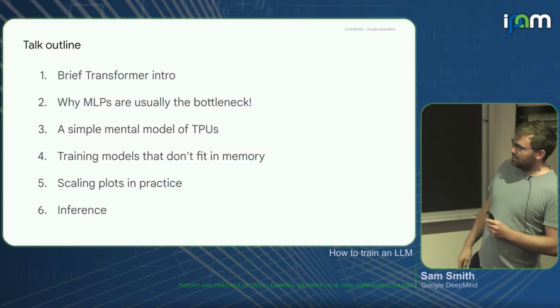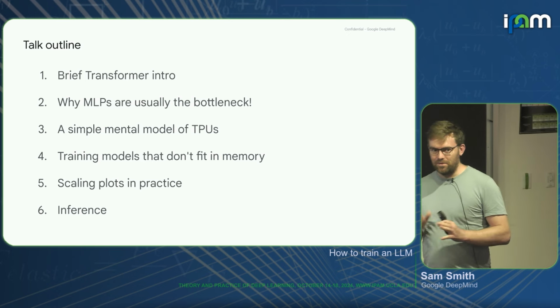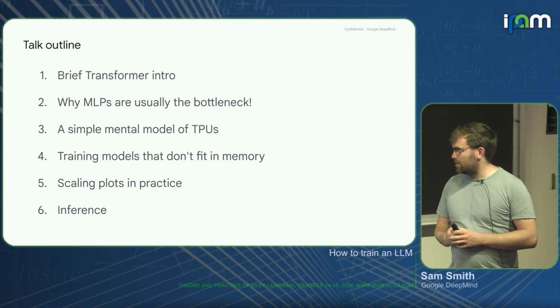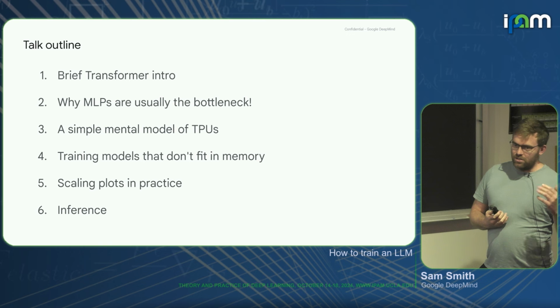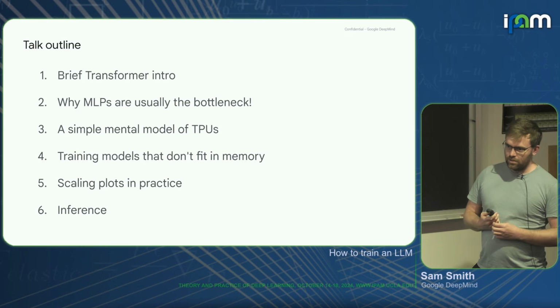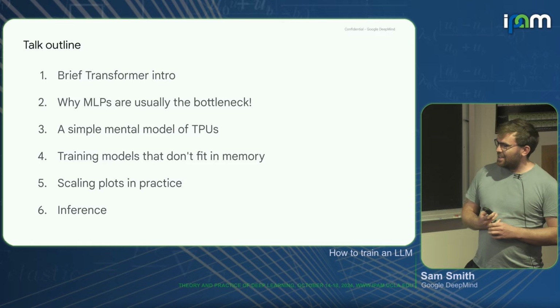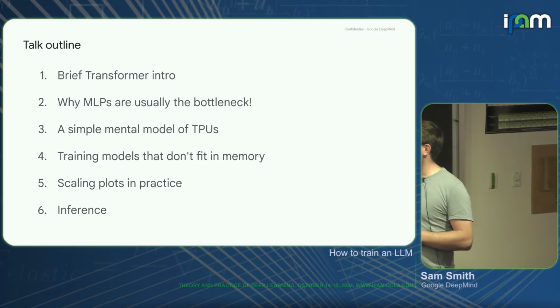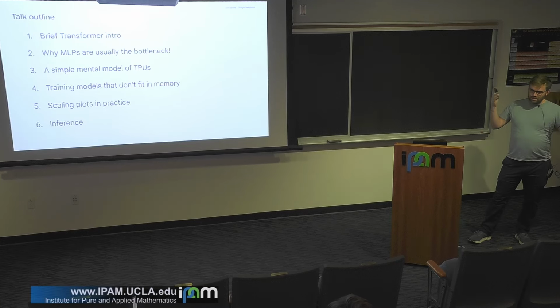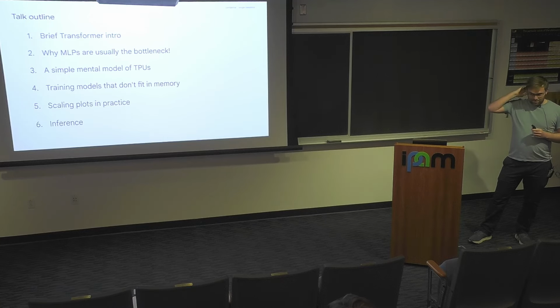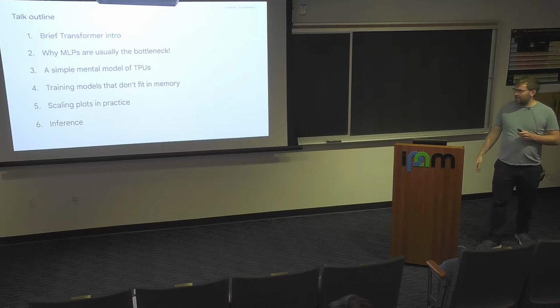The rough outline: I'll give a brief introduction to transformers, just in case some people aren't familiar. Then briefly I'll talk about why it's actually MLPs and not self-attention that dominate the computational cost of training an LLM. Then, maybe the most shocking part of the talk, I'm going to try to give a simple mental model of how TPUs, the computational units we use at Google, actually operate, how operations are performed, which is pretty close to how GPUs work, so it should overlap for anybody not using TPUs, but obviously I know TPUs better.